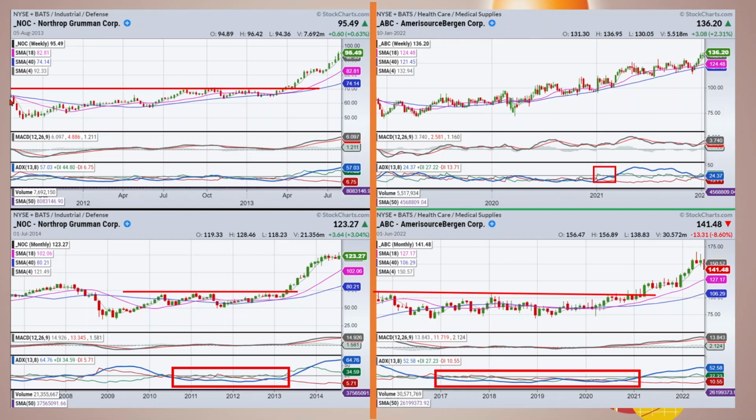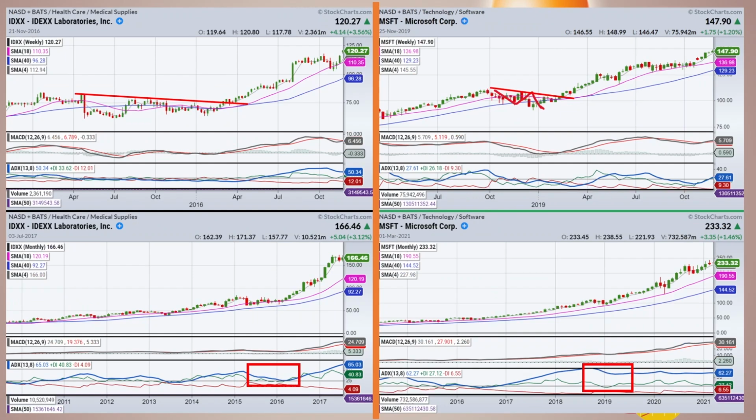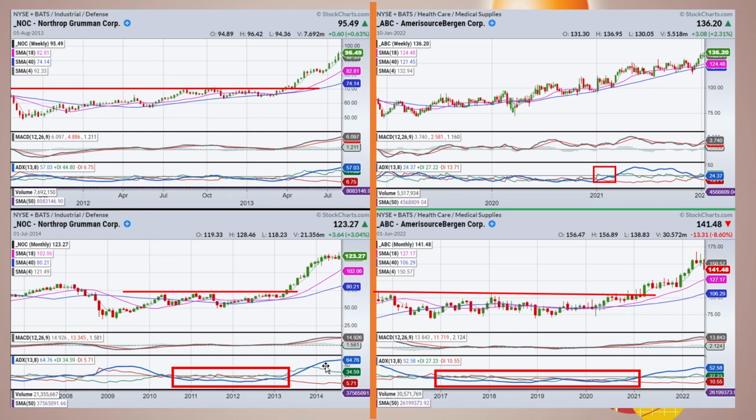So, when you look at it in these terms, you've got essentially 4 different patterns that can take place: 2 with a strong ADX, and then 2 with a low ADX. And so keep this in mind, categorize your lists.